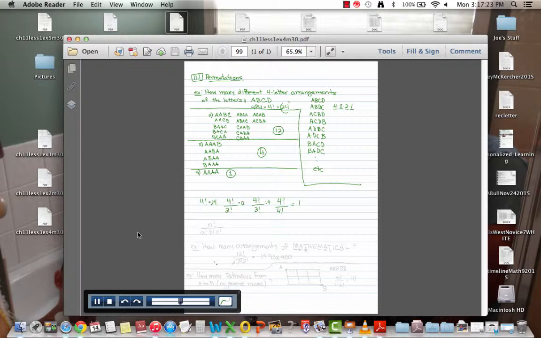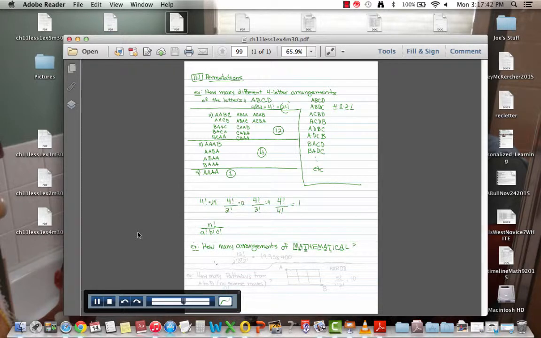So what happens is when you have repeated objects, and you're trying to arrange them, you have n objects altogether. You start with n factorial, but however many repeated objects you have, you say, I've got this many repeated of A, this many repeated B, this many repeated C. So let's do another example of that.